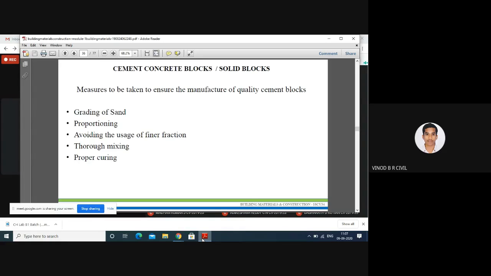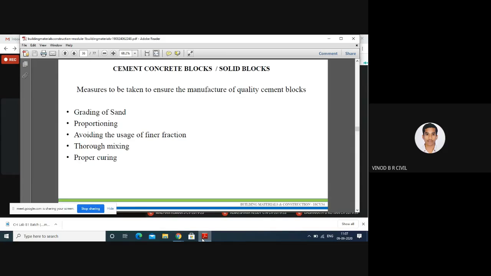As you know, concrete is a mixture of cement, fine aggregate, and coarse aggregate. For example, 1 is to 3 is to 6. 1 means the cement, 3 means the fine aggregate, 6 means the coarse aggregate. The first one is always the cement proportion, the second one is the fine aggregate proportion, and the third one is the coarse aggregate proportion. That is the usual concept in concrete mix proportion. Here, in a concrete block, we are using only cement as well as fine aggregate.